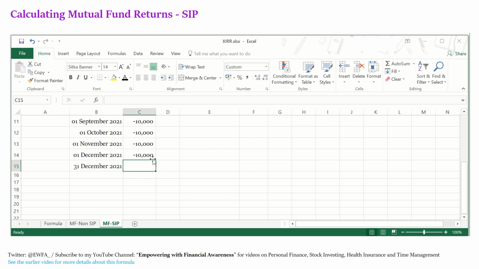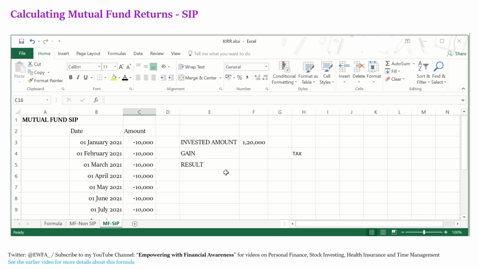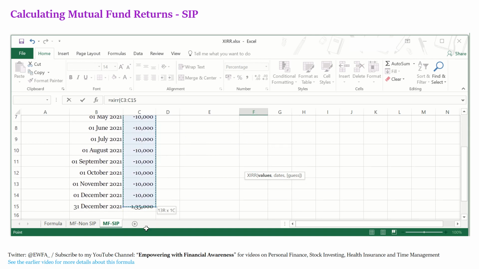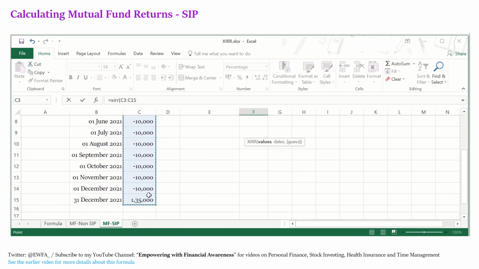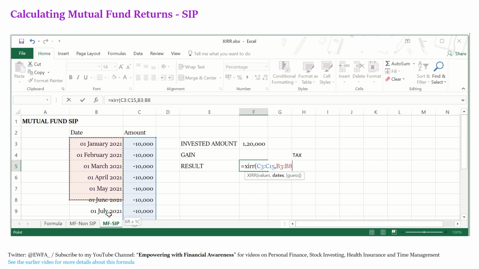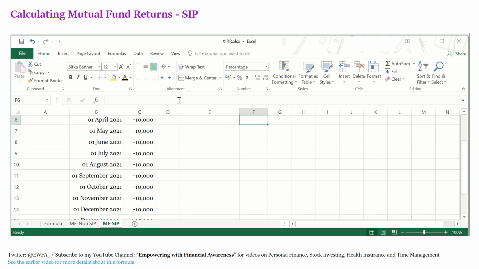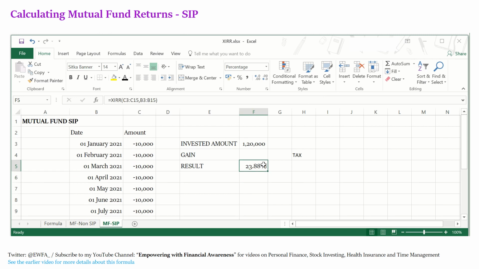After the last SIP, I decided to redeem everything in one go, and I get say 1 lakh 35,000 as my redemption proceeds. So now let us use this formula to see how much returns we have made in our investment. It's equal to XIRR. First the financial numbers, followed by the date range. So in one go we got the result as 24%.